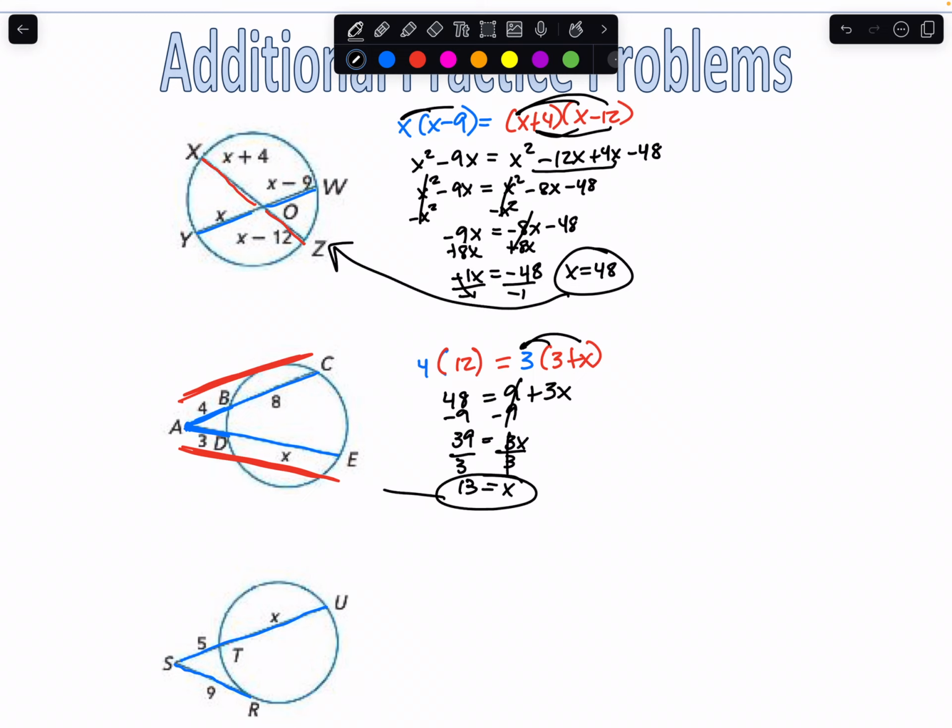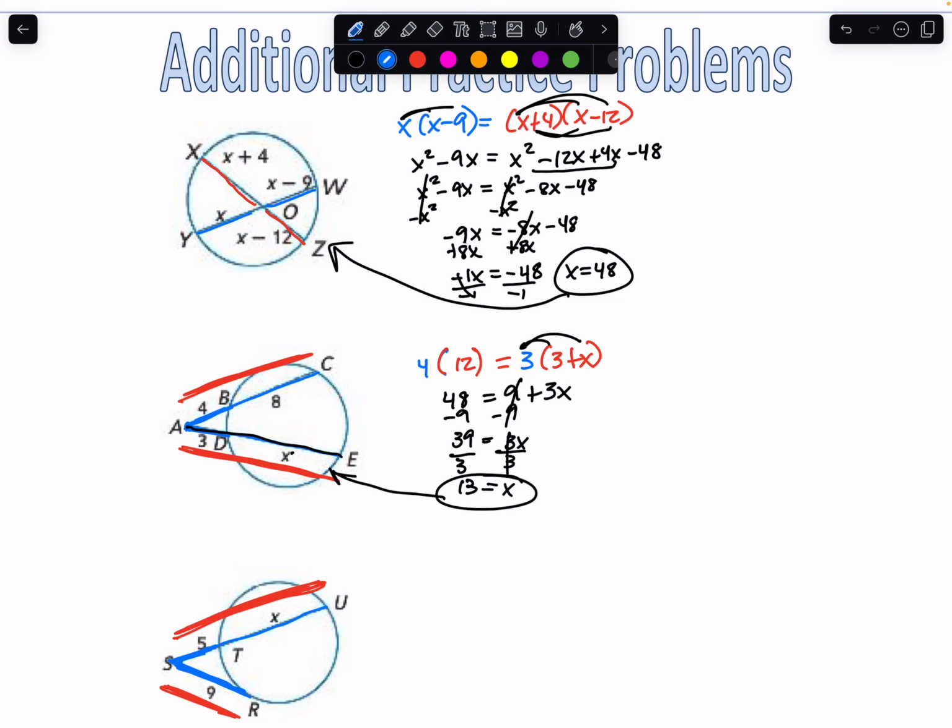And again, I can plug it in if I want to find different distances. If x equals 13, the full length, A to E, would just be 16 if I wanted. Lastly, we have a secant and a tangent intersect on the outside. The outside piece times the whole length equals the outside piece, the 9, times the whole length, which happens to also be 9. Right? Outside times the whole equals outside times the whole.